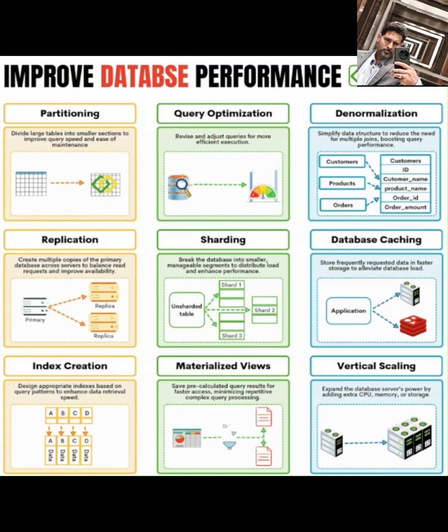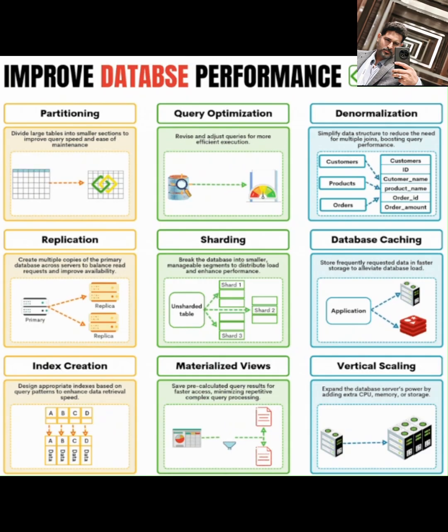Here we have replication. Imagine having multiple copies of your important documents in different locations. If one copy is unavailable, you can still access the others. Database replication involves creating multiple copies, replicas, of your primary database across different servers. This not only balances the read requests, distributing the load, but also significantly improves availability. If the primary database fails, one of the replicas can take over.